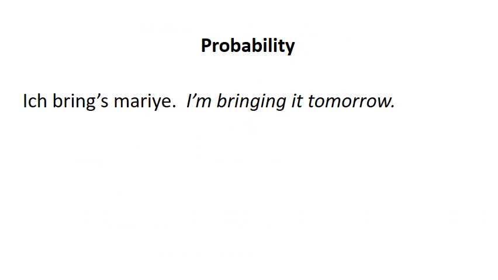So let's think about a sentence like this. Ich bring's Maria. I'm bringing it tomorrow. That's implying the future time. It's very straightforward. There's no real hint of probability or possibility in that. Ich bring's Maria. You're just telling them that you're going to bring it tomorrow.